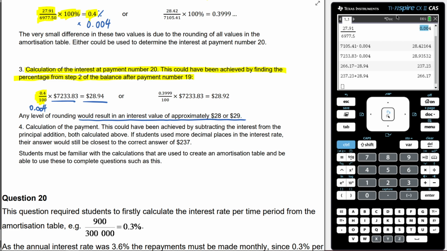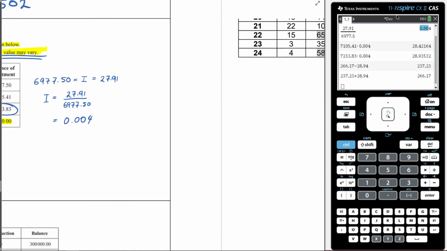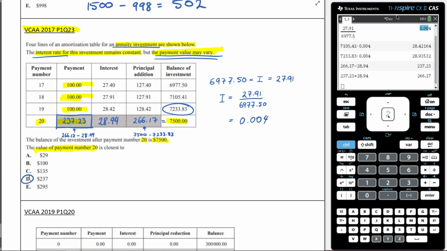Fantastic. And then finally, calculation of the payment. This could have been achieved by subtracting the interest from the principal addition, both calculated above. If students used more decimal places in the interest rate, their answer would still be the closest to the correct answer of 237. Students must be familiar with the calculations that are used to create an amortization table and be able to use these to complete questions such as this. All right, there was a lot of reading there, but hopefully that has made sense of this question here.